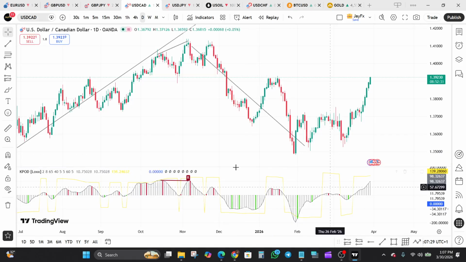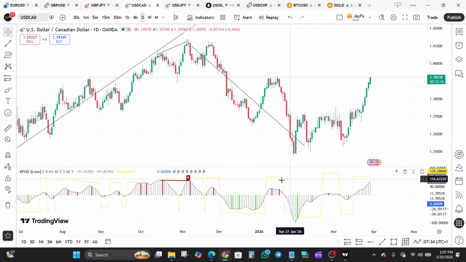All right, overall the Kase Peak Oscillator is useful for spotting exhaustion in market moves.